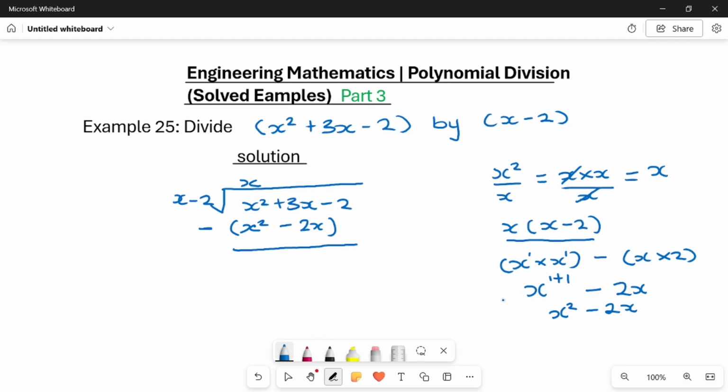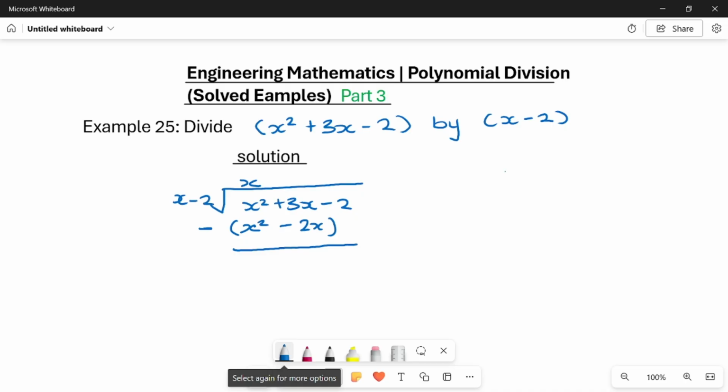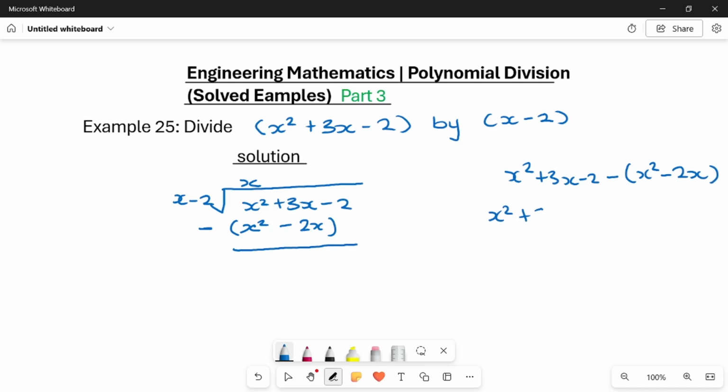So if we do that, we have x squared plus 3x minus 2 minus x squared minus 2x. So if we open the bracket, we have x squared plus 3x minus 2, minus, here minus times plus will give us minus. So we have minus x squared, minus times minus.